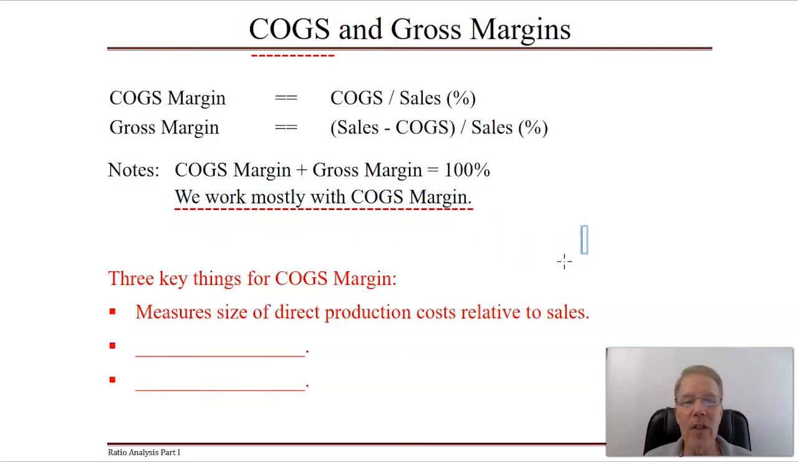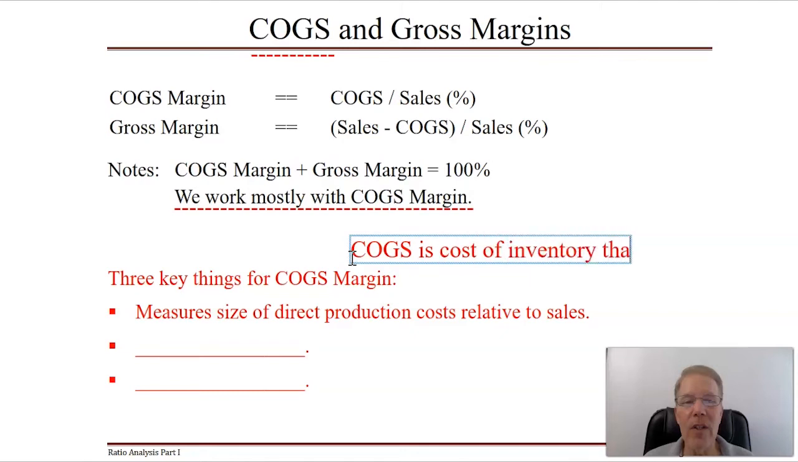Okay, so what are our 3 big things about the COGS margin? So what is COGS, right? So COGS is cost of inventory that we've sold, right? So remember, when we buy inventory, it becomes that asset, and then when we sell it, we credit that asset, we subtract that asset out because we don't have it anymore. That would be fraud jail, that would be bad. And where does it go?